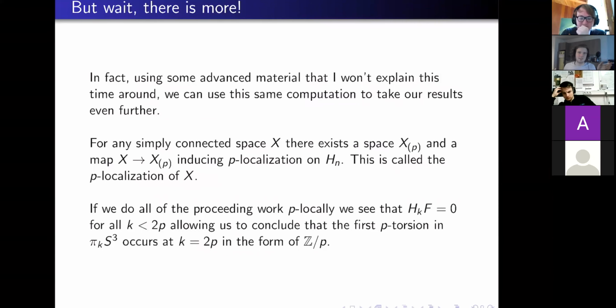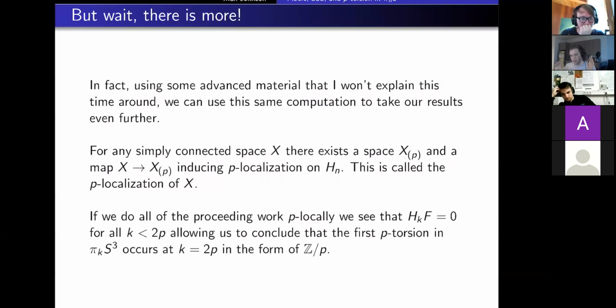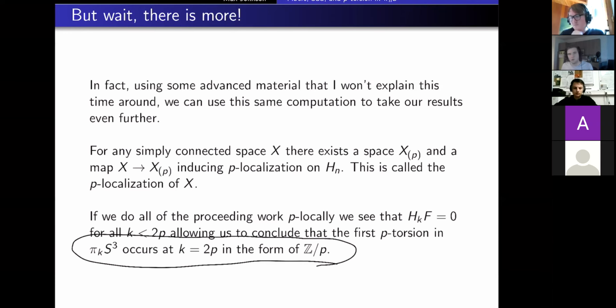In fact, I can take this method a little bit further. Using some advanced material that I don't want to explain this time around, you can take a space and localize the space. What this ends up doing is it localizes its homology. And if you go through all the computations we just did, it turns out you get even more zeros in homology, which means you can take the computations to even higher homotopy groups. Because remember, it's that connectivity that tells you when you can finally compute a homotopy group. And if you do that, you get to conclude that the first time p-torsion occurs in pi_k S^3 is at k equals 2p and is of the form Z over p.